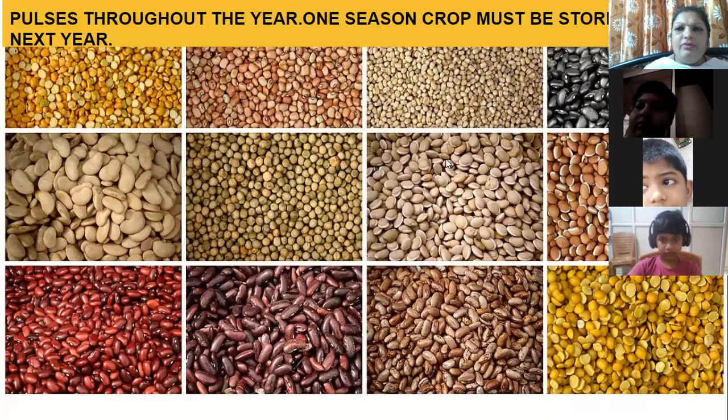So we need this for the full year, but it does not last for the full year. As I explained in the previous lesson, we have the Rabi season, the Kharif season, and summer crops. That means the food grains are grown in that particular season. But we need it throughout the year. We humans eat it throughout the year. So how will you preserve this? How will you preserve your wheat, your rice, your pulses?